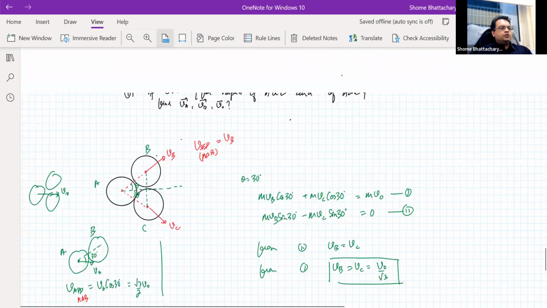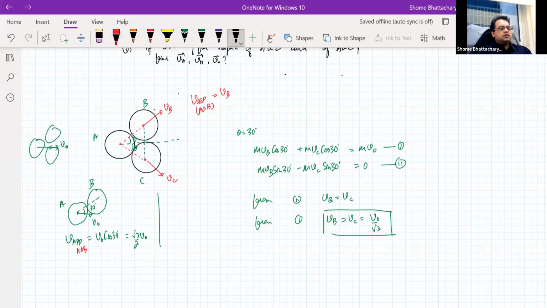As I told you, you will get a value which is less than 1 in this case. So e is separation velocity upon approach velocity. I'm applying it to this pair, A and B, but you can apply it to A and C also, and it will be the same.